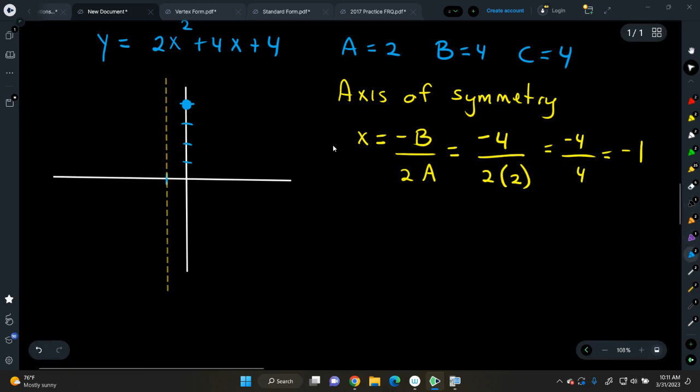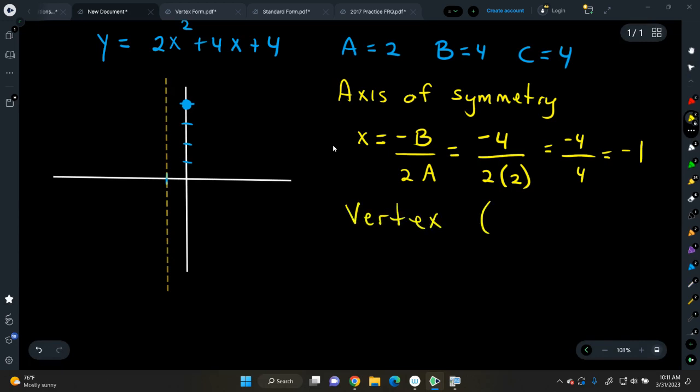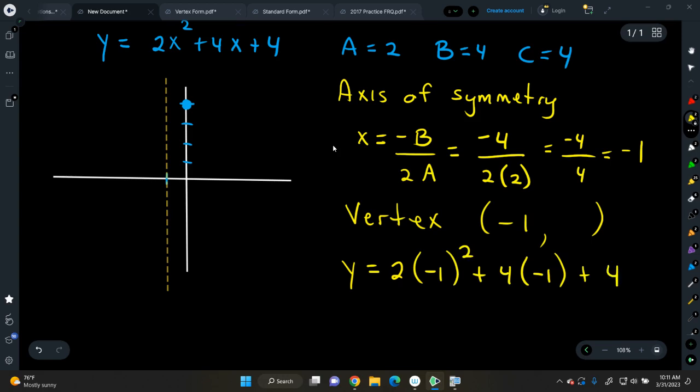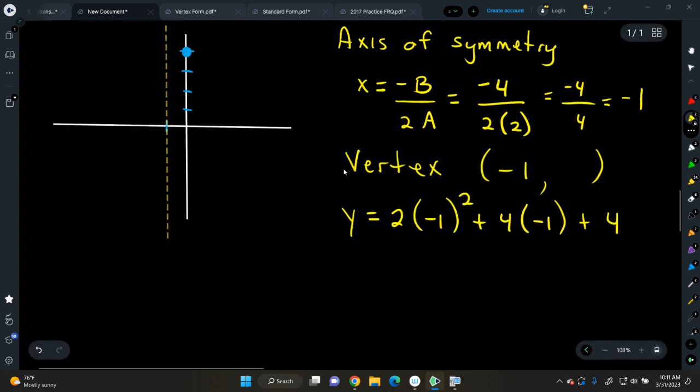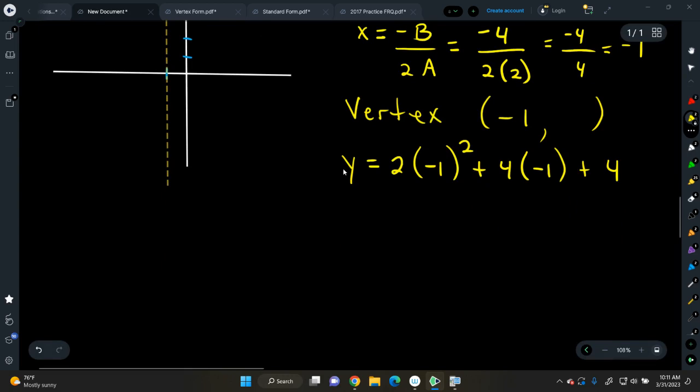All right. So there's my axis of symmetry. Now we have to find our vertex. Our vertex. We have the x is negative 1. So what are we doing to find y? Plug it in. So 2 times negative 1 squared plus 4 times negative 1 plus 4. Thank you. Okay, we plug the negative 1 in for x. Please make sure you're copying it down.